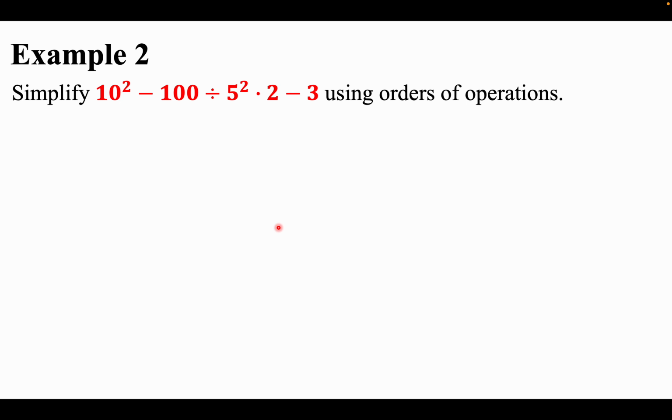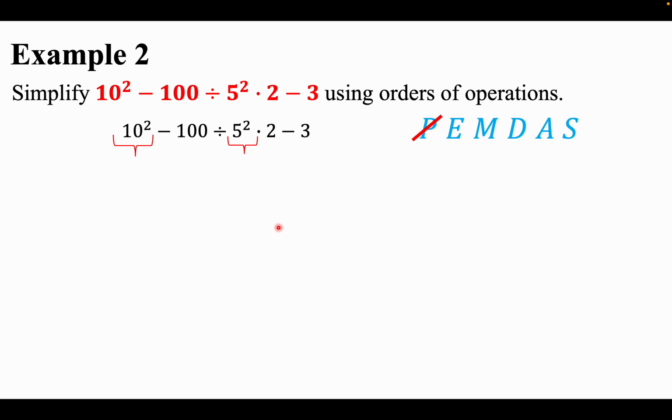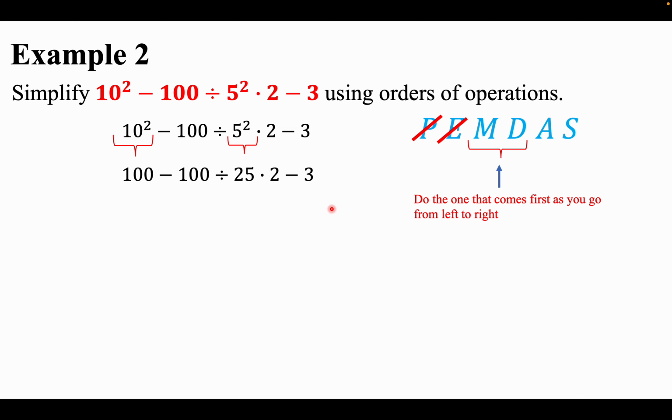Now, for example 2, let's do the same process. Parentheses we don't have. Exponents we do. So we can take care of those. 10 squared means 10 times 10, which equals 100. 5 squared is 25. And you bring those down and continue to the next step. Now, multiplication and division, well, again, division comes before multiplication here, so I have to divide first. 100 divided by 25 is 4.